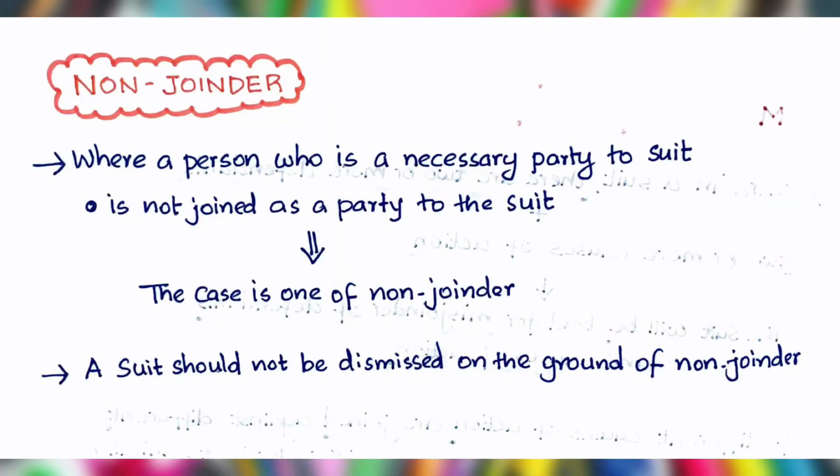Now let us know what is a non-joinder. Where a person who is a necessary party to a suit is not joined as a party to the suit, the case is one of non-joinder. A suit should not be dismissed on the ground of non-joinder.